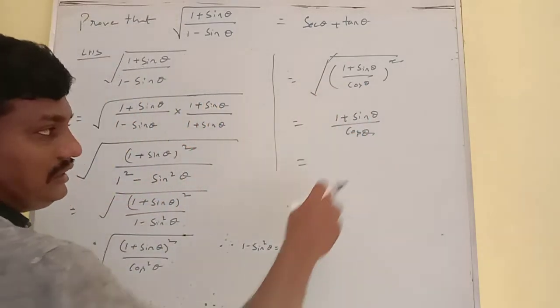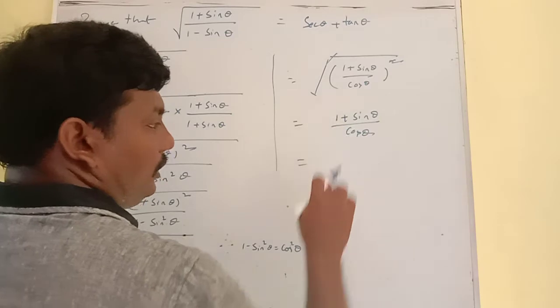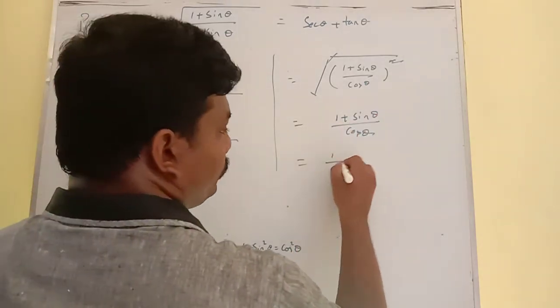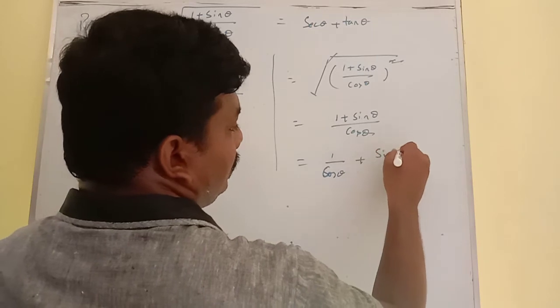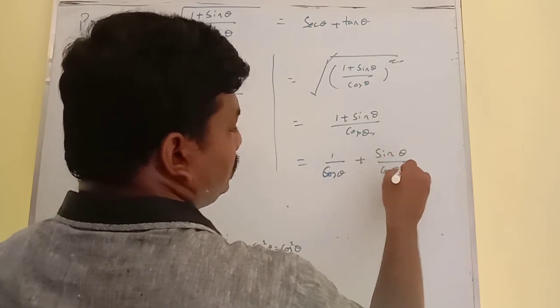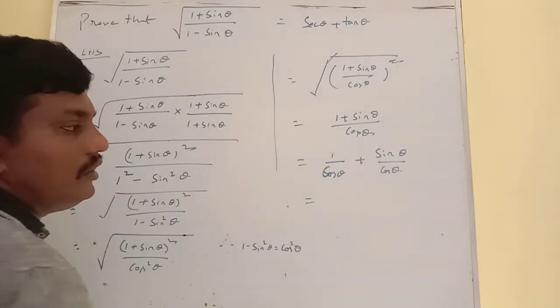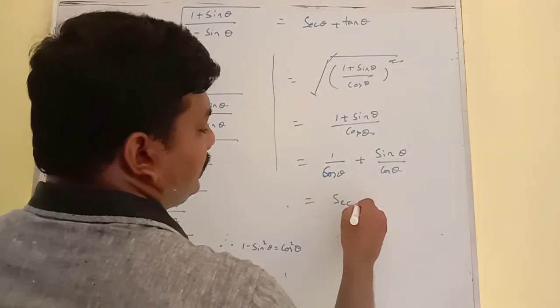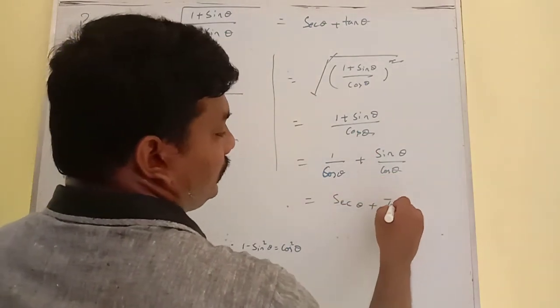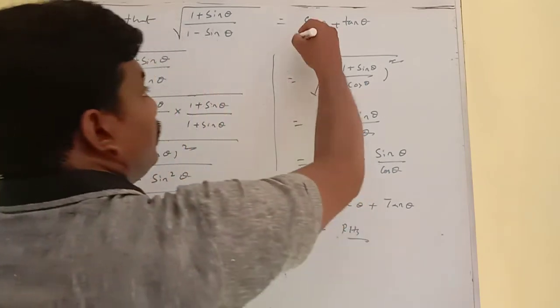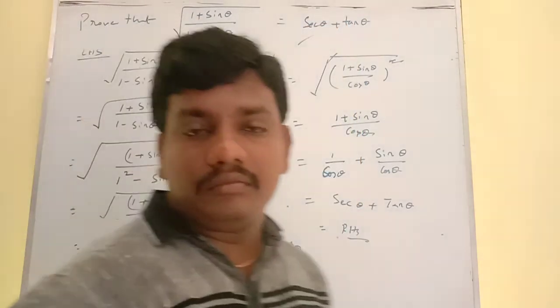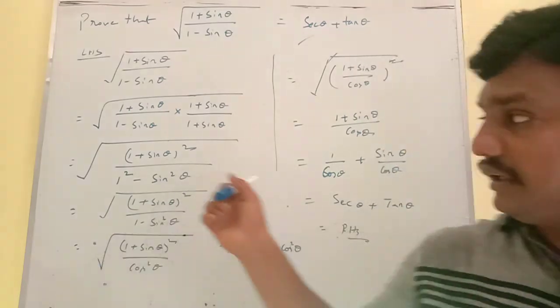Now cos theta is dividing both 1 and sin theta. Then what is 1 by cos theta plus sin theta by cos theta? What is 1 by cos theta? Reciprocal of cos theta is nothing but secant theta. Sin theta by cos theta is nothing but tan theta, that is equal to RHS. Like that we proved sec theta plus tan theta.